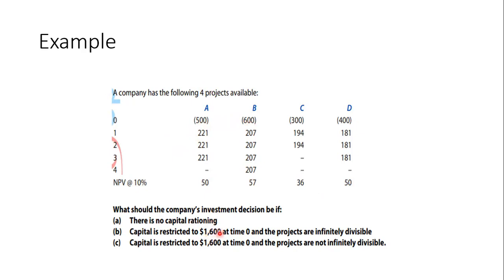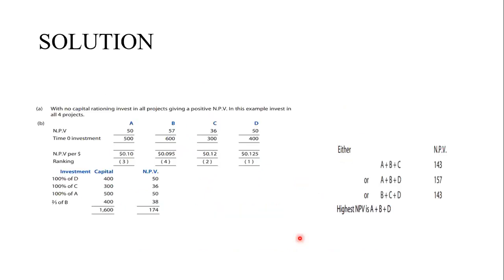1,800, but the company only has 1,600. So the question is, which one should they undertake? Okay. So this is where we calculate our profitability index or indices. We consider each of the projects, the capital requirements, and the NPV. These are the 2 things we need, the capital requirements and the NPV. Now, this has been laid out beautifully here.